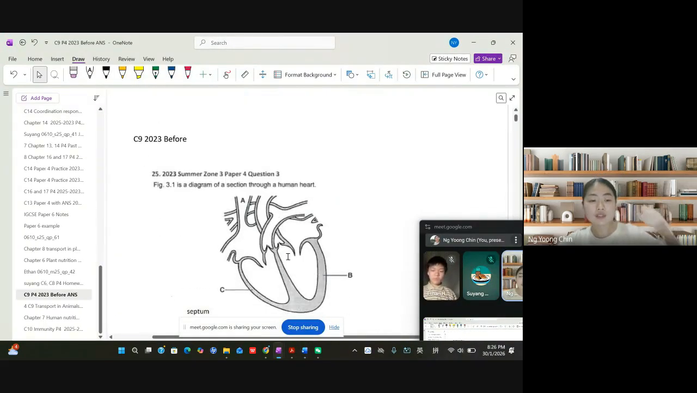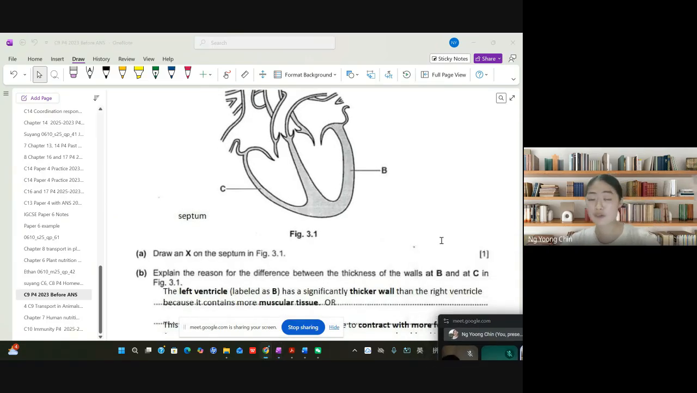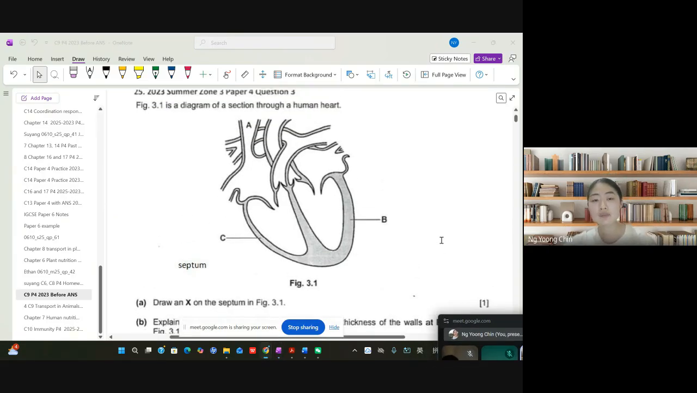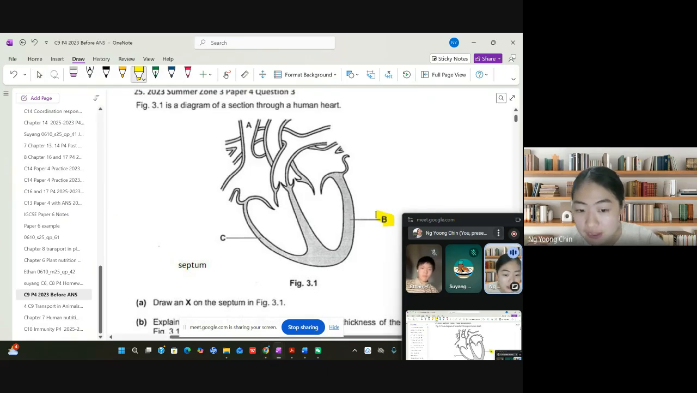Okay, so I think we can go through what kind of questions came before in the exam. For this question, you need to know how the structure of the heart is. So B and C, you should know B. Is B the left ventricle or the right ventricle? What do you think?